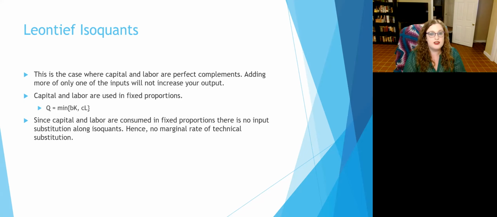Adding more of only one of the inputs is not going to increase your output. You have to add more of both if you want to increase output. So capital and labor are used in some sort of fixed proportion. Let me show you what that means.